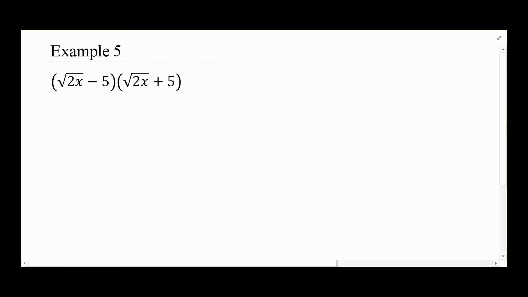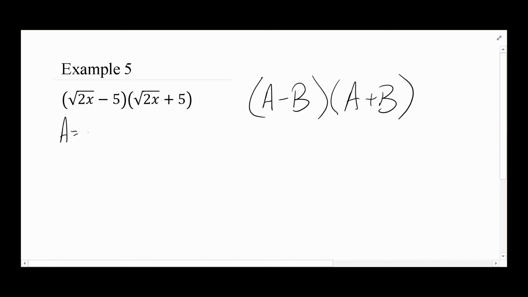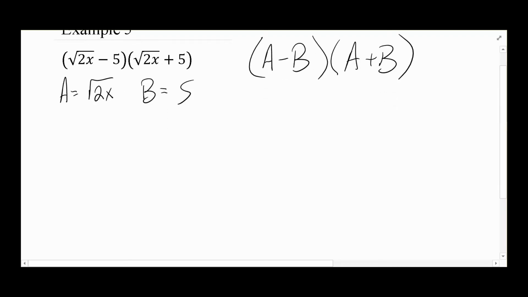Now we could go ahead and FOIL this problem out as well, but it's going to be much easier if we realize that this problem looks an awful lot like an a minus b times an a plus b situation, where my a is the square root of 2x and my b is a 5. And I know that if I multiply a minus b times a plus b together, the answer I get should be a squared minus b squared.